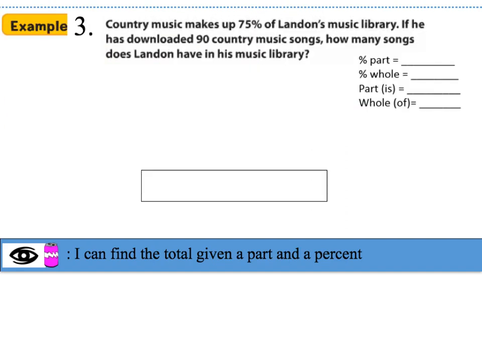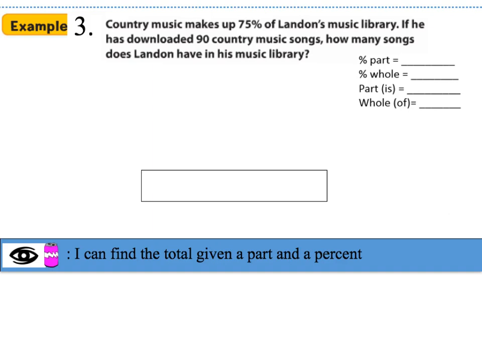So example 3 is a word problem. It says country music takes up 75% of Landon's music library. If he has downloaded 90 country music songs, how many songs does Landon have in his music library? So just because this problem is a word problem, we can still solve it the same way that we did the first two examples. The first thing we should do is go ahead and take a look at all the important information that this problem has given us and list it down.